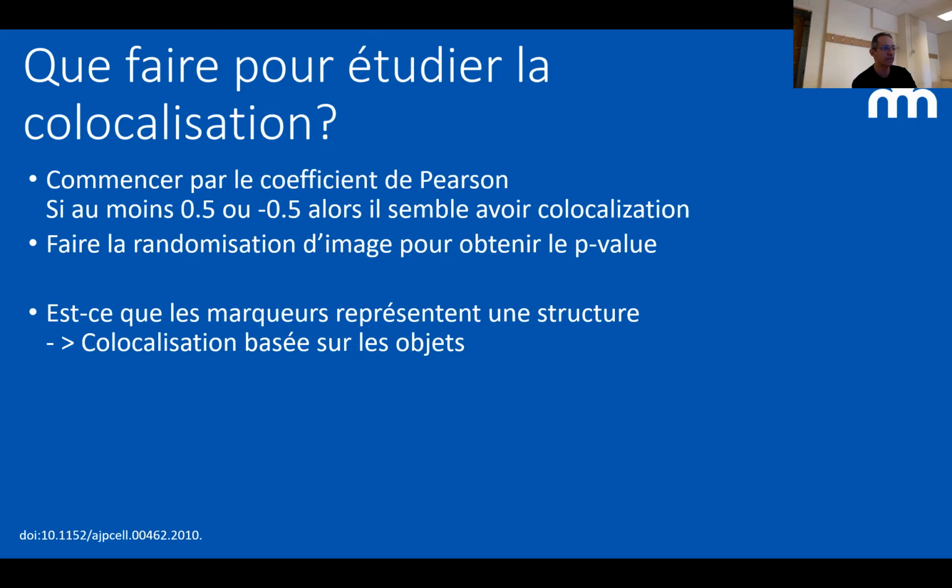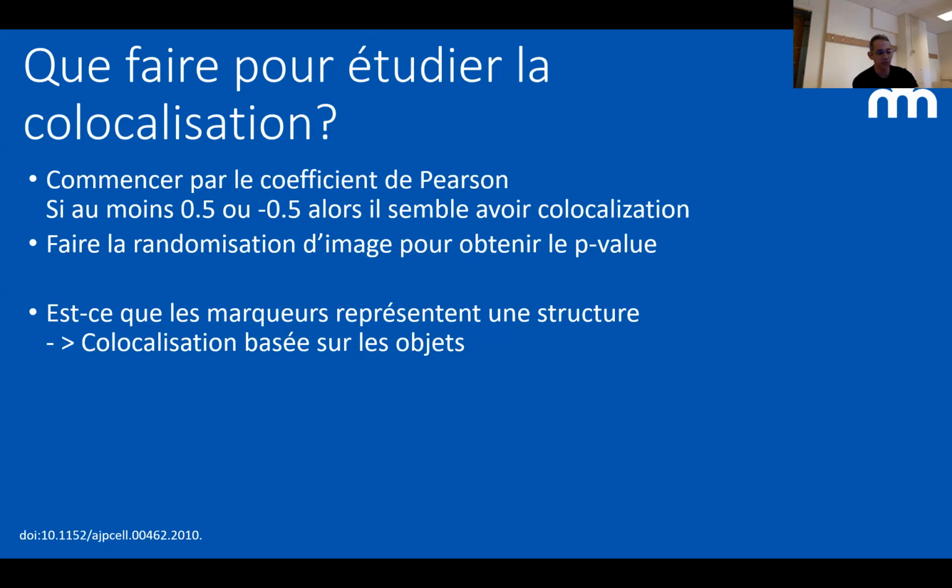Always perform the randomization of the image so you can obtain the p-values. This is very important to get statistics out of your colocalization. If you have a structure that is well-defined in space, such as vesicles or puncta, then object-based colocalization is simpler to use, and both of them are valid.